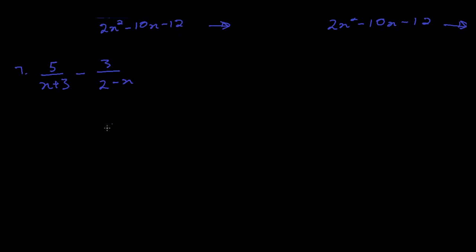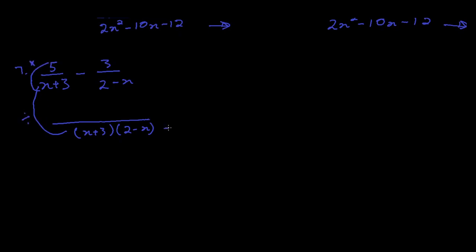So remember, guys, when there's an addition or a subtraction sign, you're going to look for the lowest common denominator. So in this case, it's going to be x plus 3 times 2 minus x. Remember, guys, we find the LCD by multiplying both the denominators. Then we apply the same rule. You divide, then you multiply.